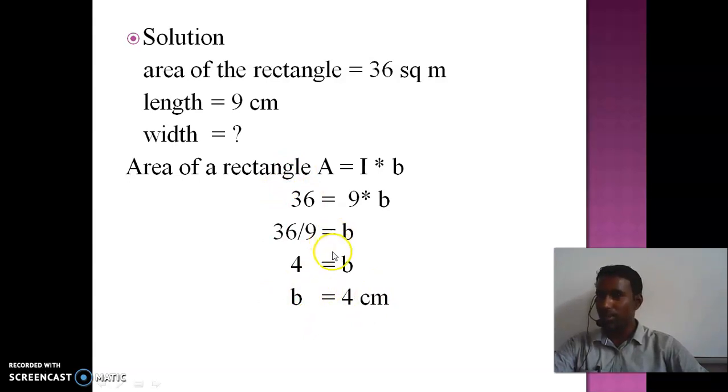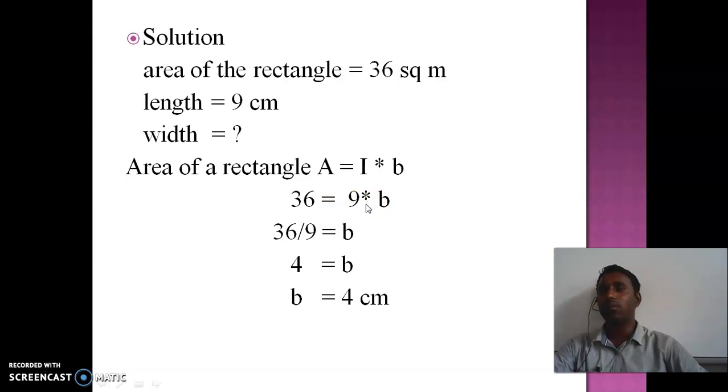So shall we check whether the answer is correct or not? Take this B value and place it here. 9 into 4. What is the value of 9 into 4? Do you know that value? Multiplication of 9 into 4. If you multiply 9 into 4, you will get 36. So here 36, here also 36. In that case, both sides came 36 and 36, which means our answer is correct.